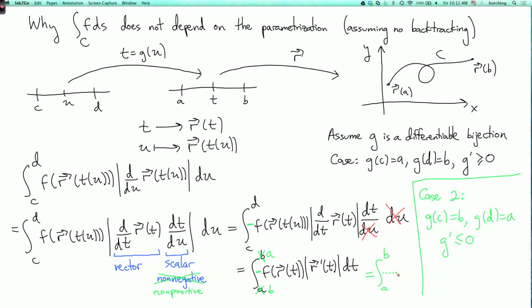Okay, so in conclusion, there are two cases. In the first case, the map from u to t does not switch direction, and it all works. In the second case, it does switch direction, and we get two minus signs. We get one minus sign because dt by du is negative, or non-positive, and we get a second minus sign when we switch the limits of integration, and those two minus signs cancel out, so it still works.